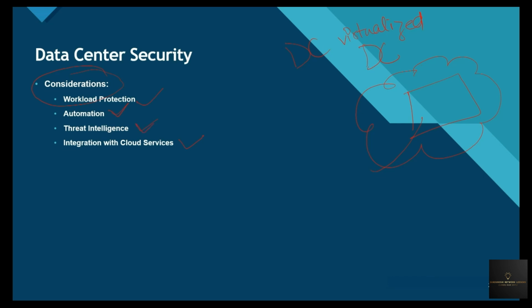Now next one is threat intelligence. Leverage threat intelligence services integrated with the firewall to detect and respond to real-time exploits that may target data center resources. So you do have this option to respond to exploits in real time. Next, integration with the cloud services. If you are utilizing hybrid cloud environments, ensure your firewall can extend protections across both on-premises and cloud infrastructure.